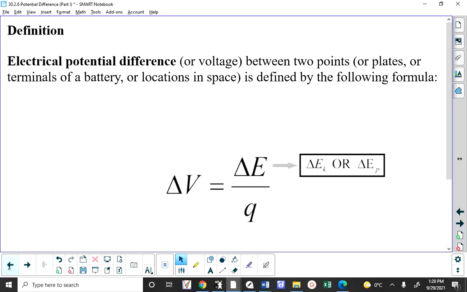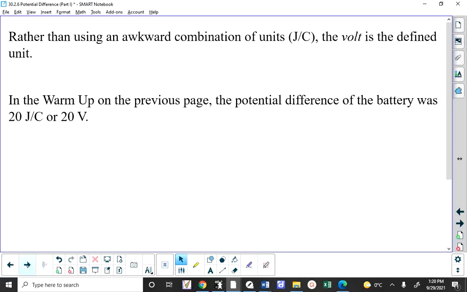Very quick question. I'm not even going to write anything down here. Oh, we'll do this first. So we don't use joules per coulomb. We use volts. So in our example, it was 20 joules per coulomb. What I'm telling you is the battery in our example was 20 volts. It was a 20 volt battery.